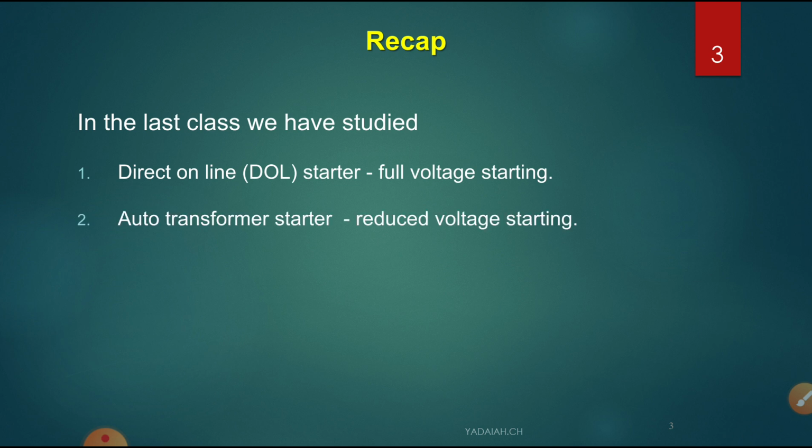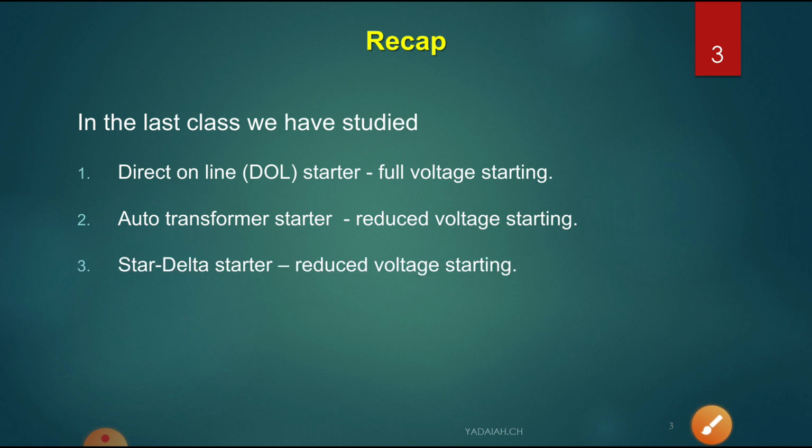An auto transformer starter we have also studied. In this case, we reduce some percentage of the rated voltage initially. And the star delta starter: in this case, we reduce the voltage by 1 by root 3 times during starting, and so we reduce the torque also by 1 by 3, and the current also by 1 by 3 times.